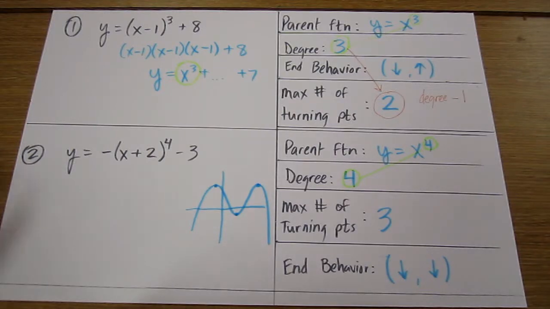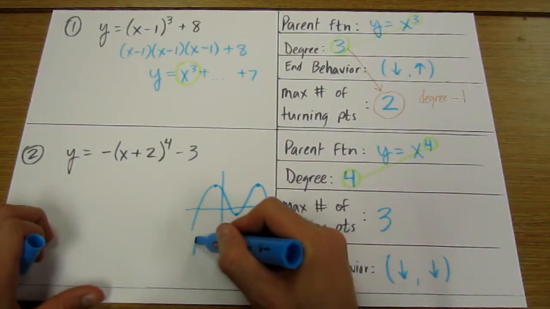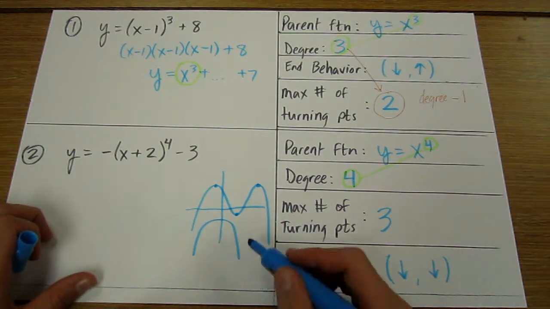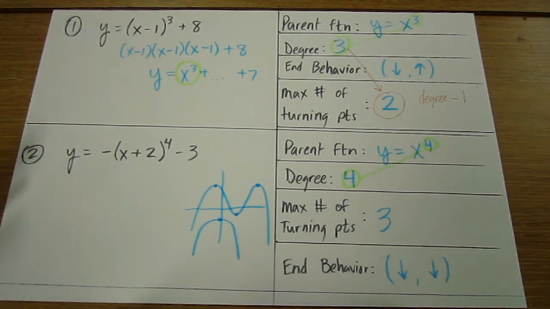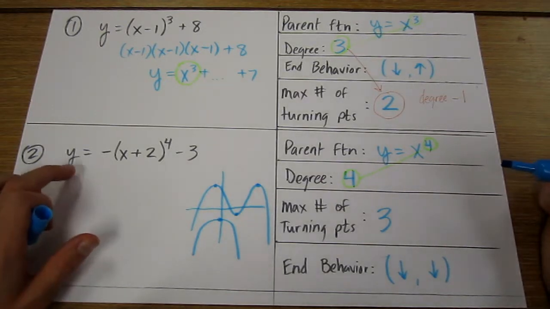Now we can turn less than that, because as we know, y equals x to the 4th looks something like this. It just goes down and it goes up, and we only have 1 turning point here. So either of those could be possible graphs for our polynomial here.